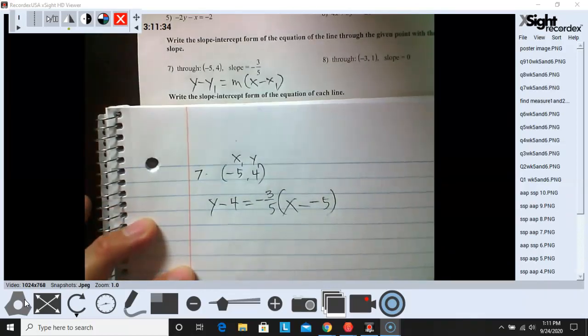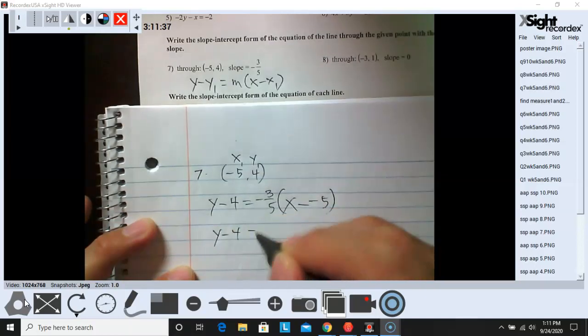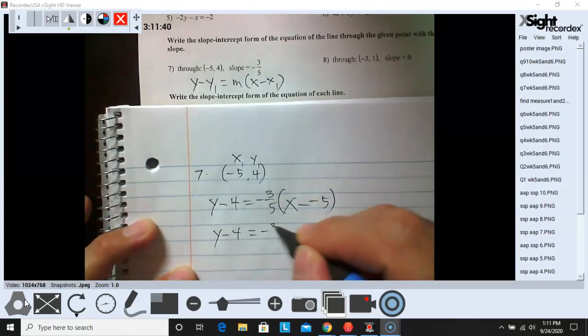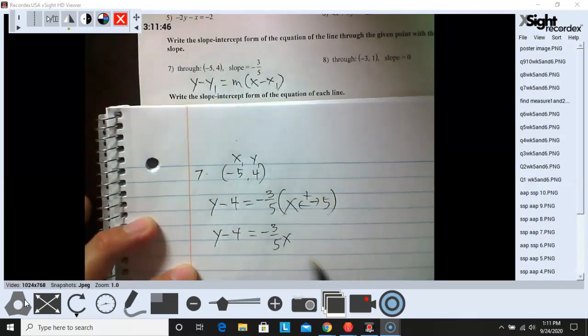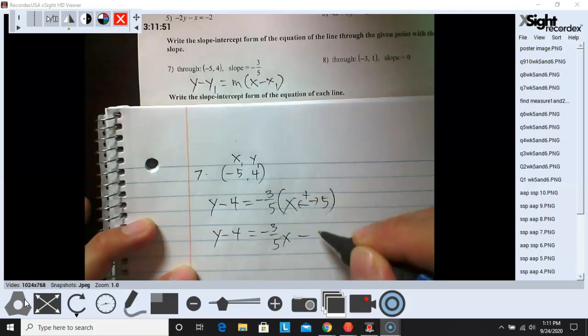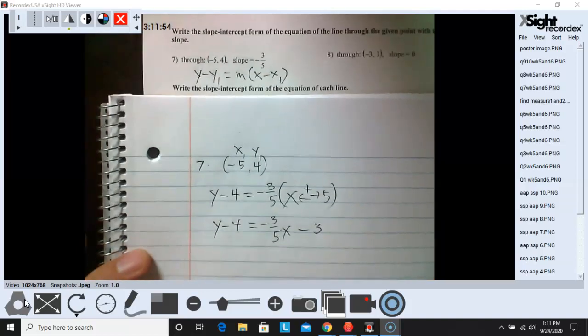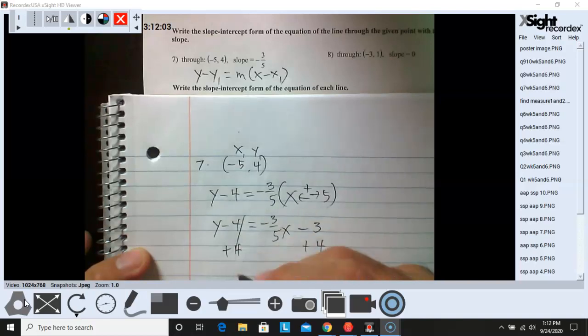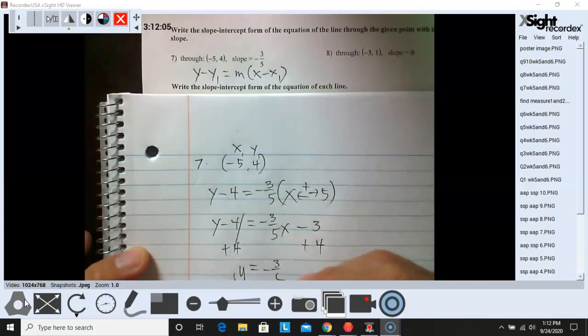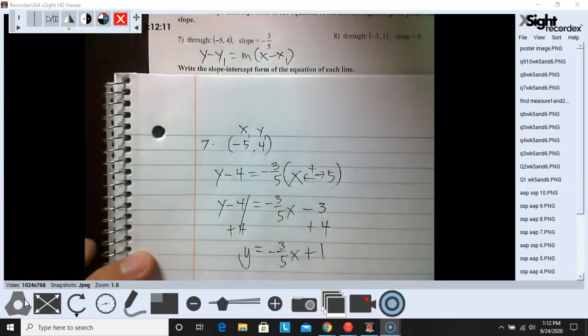Alright, then simplify. This becomes y minus 4. Then this becomes negative 3/5 x. This becomes plus right here, so they cancel each other out. That's 15 over 5. That's negative 3. Now, we still have a constant here. We need to isolate the y on the left. So add 4. This cancels out. What's left now is positive 1. So now our equation will look like this. This is now in slope-intercept form.